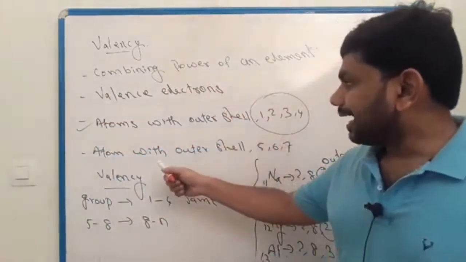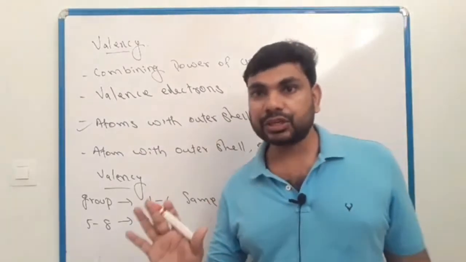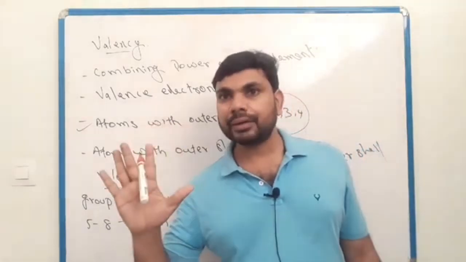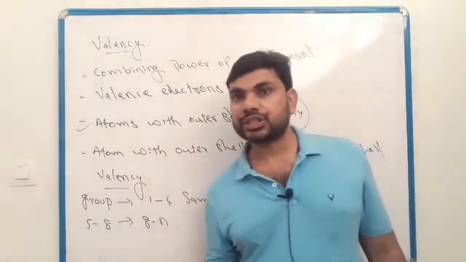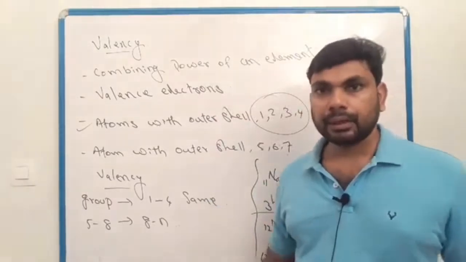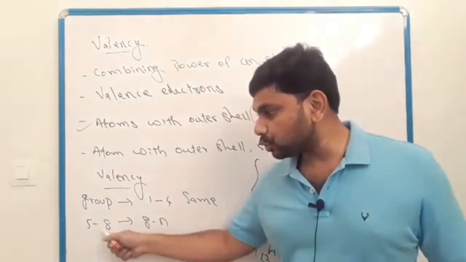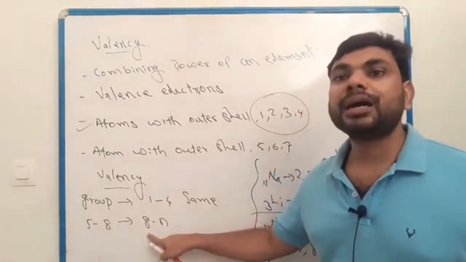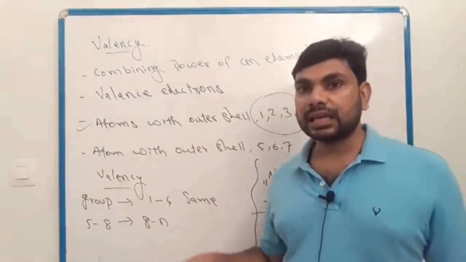And here, atoms with outer shell 5, 6 or 7. For example, nitrogen, atomic number 7. First shell 2 electrons, second shell 5, outer shell 5. So what will be the valency of nitrogen? You have to use this equation, 8 minus n. For atoms with valence electrons 5 to 8, we can find their valency using this formula, 8 minus n. Here n means the number of valence electrons.